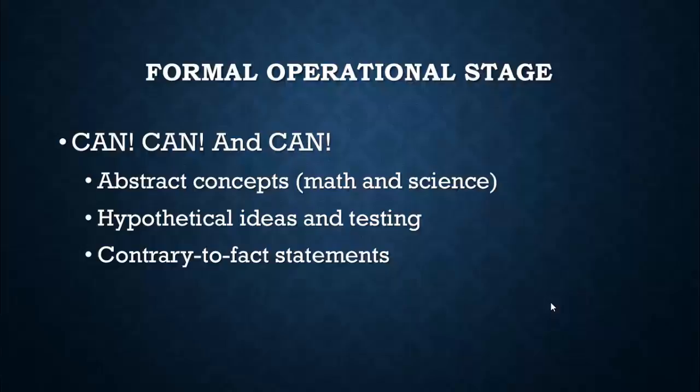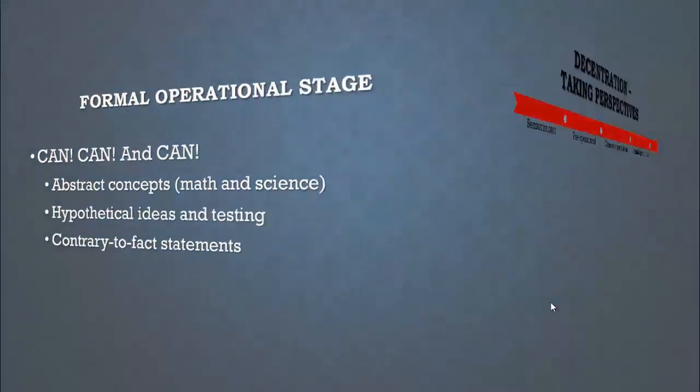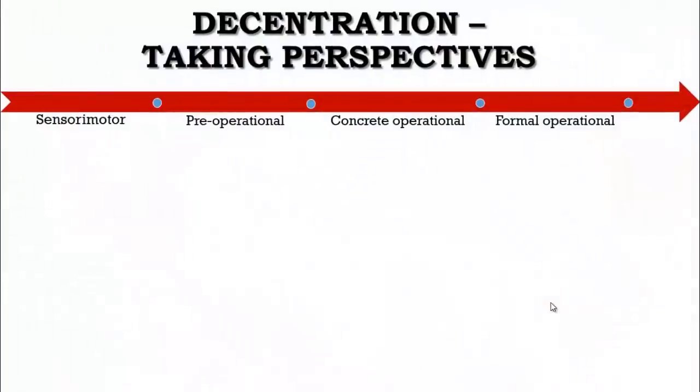In the last section of my lecture, I'm going to talk about an important mechanism that enables children to develop their cognitive abilities, and that is decentration. Simply put, decentration refers to the ability to take perspectives. Why is this ability critical to cognitive development? Because by taking perspectives, children are able to move away from themselves when thinking about things.